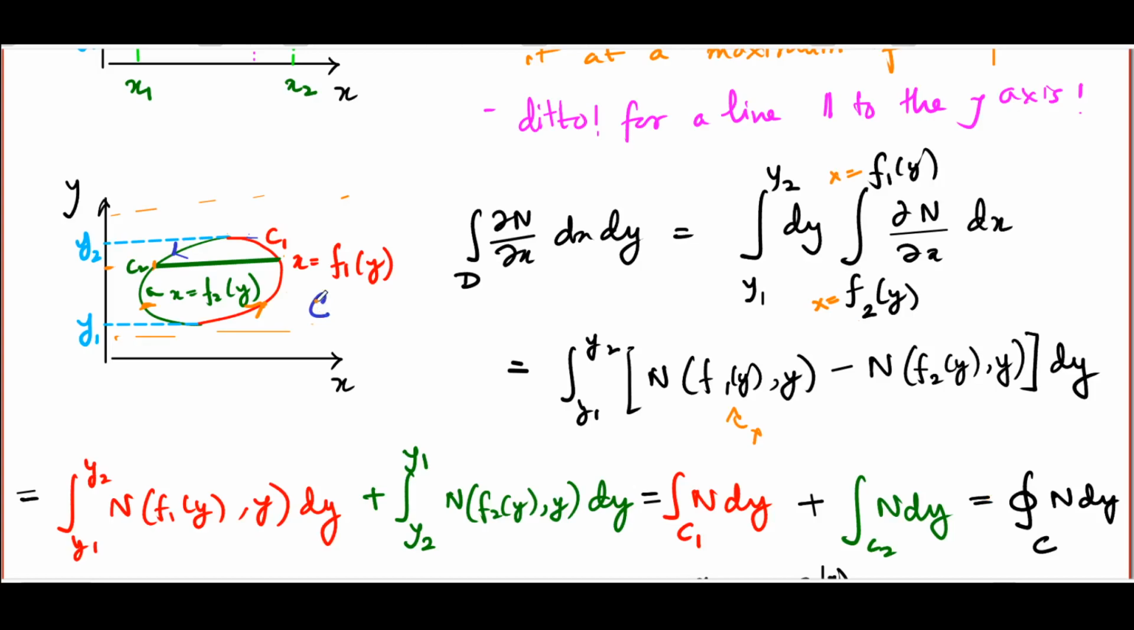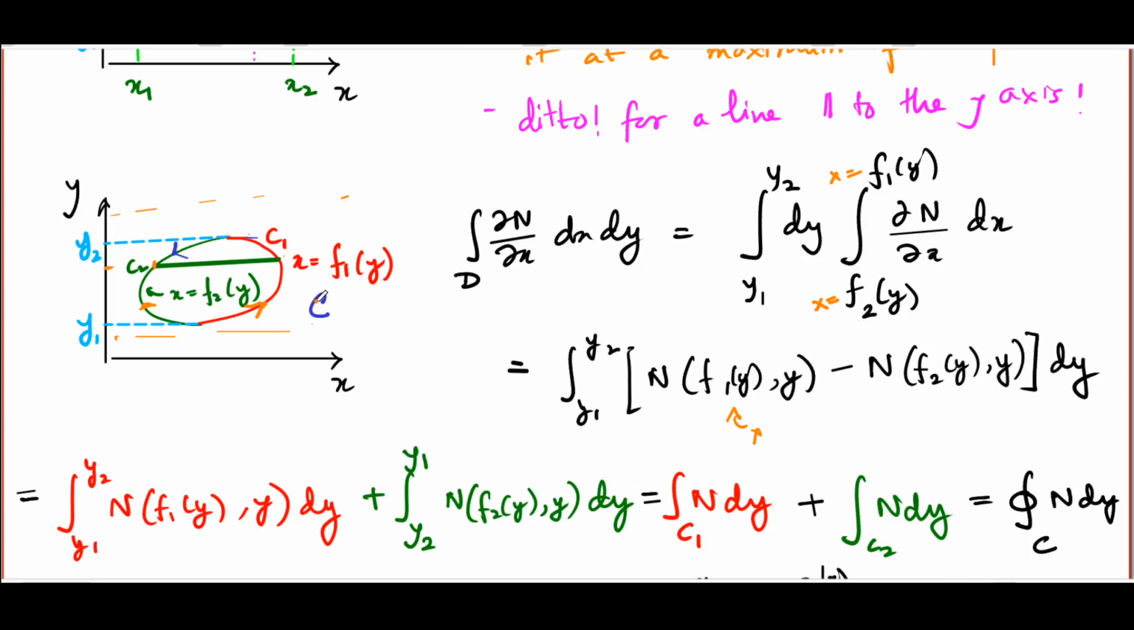I must stress one thing which I may have omitted a while ago. In the case of a two-dimensional double integral, the kind that we are using Green's theorem on, the traversal direction for the loop is always taken to be counterclockwise. So which is why here C is being traversed in a particular direction, and that dictates that over C1, y changes from y1 to y2, whereas over C2, the other part of the curve, y changes from y2 to y1.